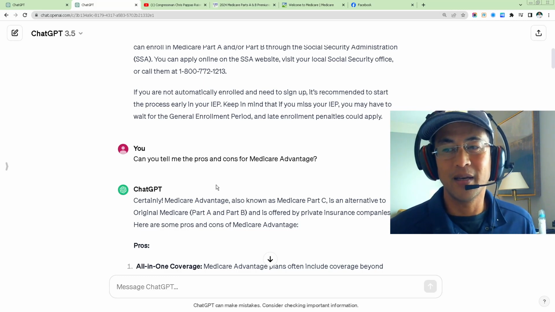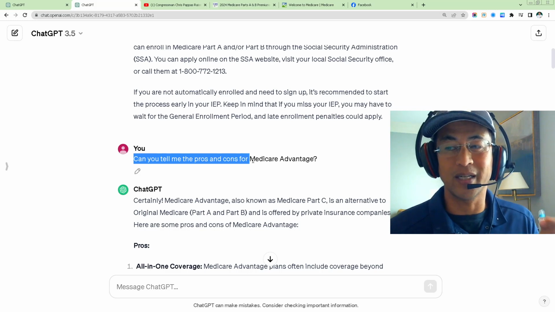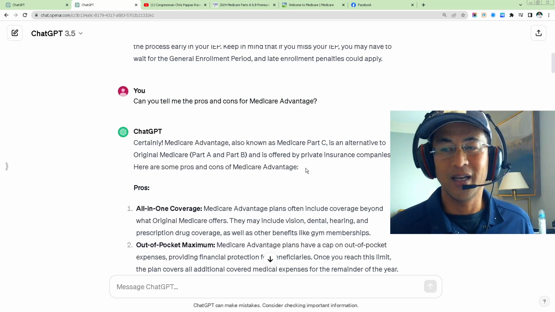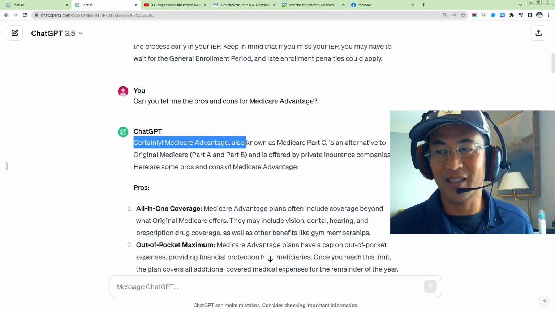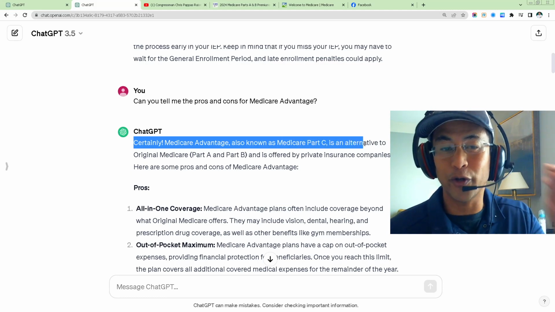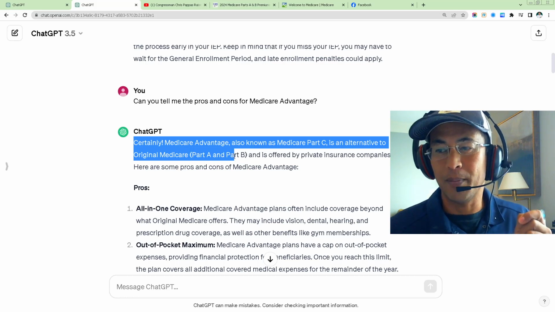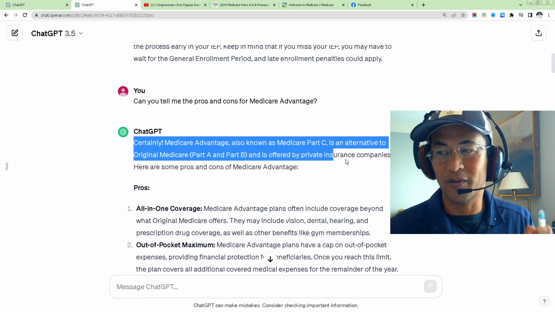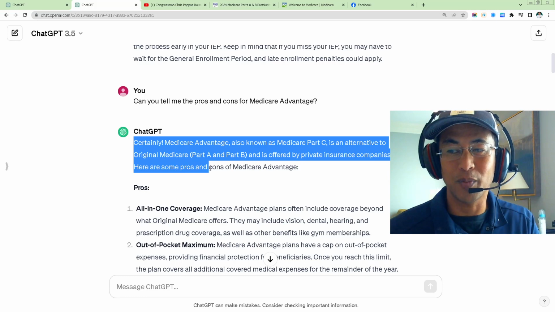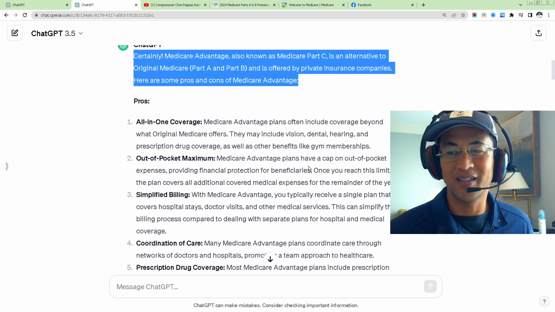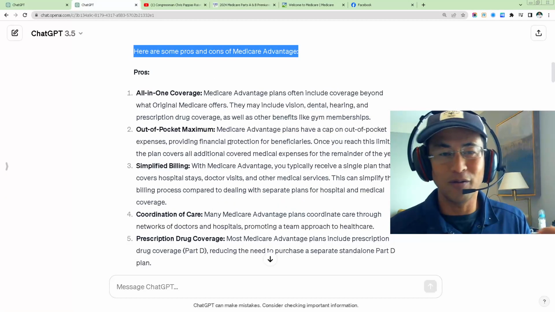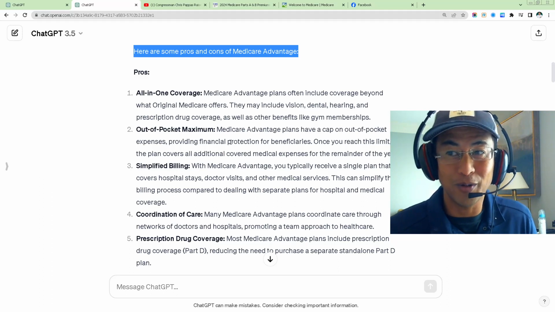But the second question I asked was, can you tell me the pros and cons for Medicare Advantage? And so it says, certainly, Medicare Advantage, also known as Medicare Part C, is an alternative, remember that's a key word, to original Medicare Part A and Part B, and it is offered by private insurance companies. Here are some of the pros and cons for Medicare Advantage. So let's go over some of the pros and cons. Let's see if they are pros and cons.